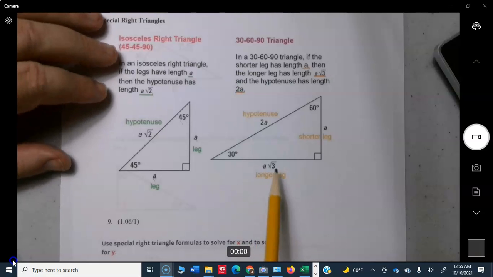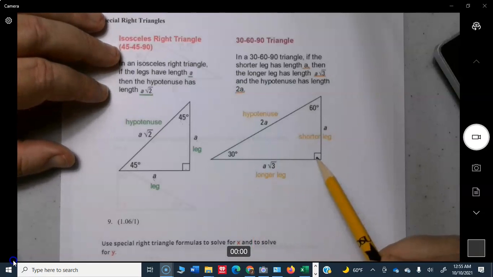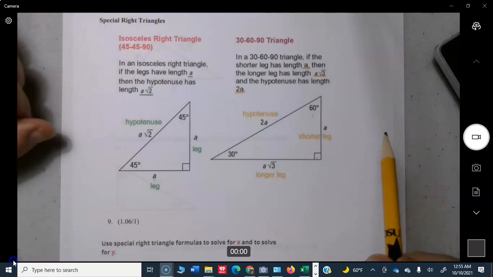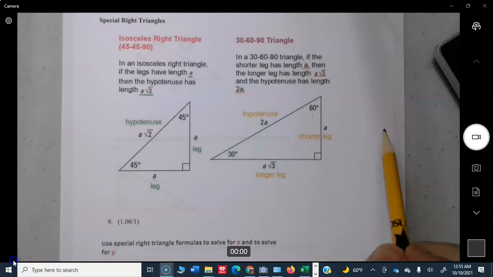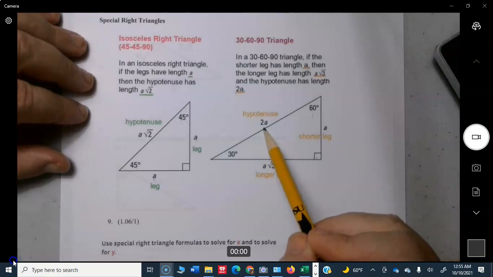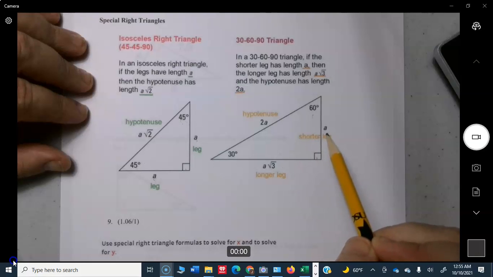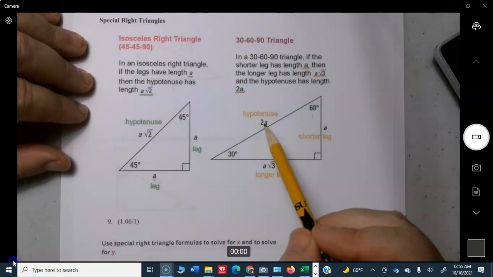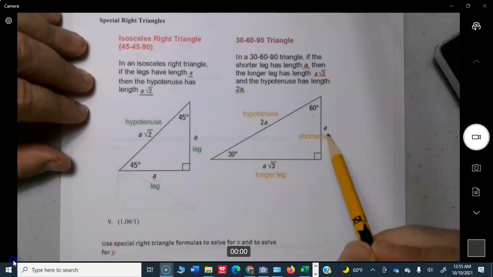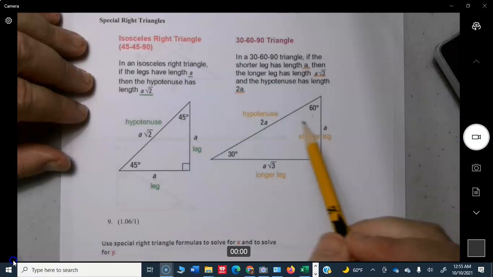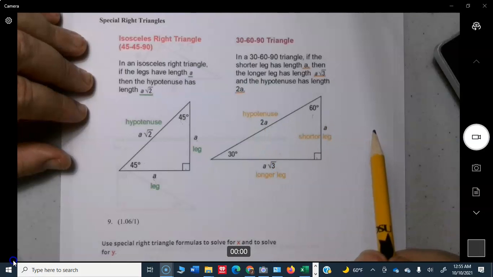Over here we have a 30, 60, 90 triangle. So this is 90 degrees, this is 60 degrees, this is 30 degrees. That adds up to 180 degrees. So if this is the hypotenuse, the shorter of the two other sides is going to be half the length of the hypotenuse. So if this is 2A, this is A, or if this is A, the shortest side is A, then the hypotenuse is going to be twice that length.